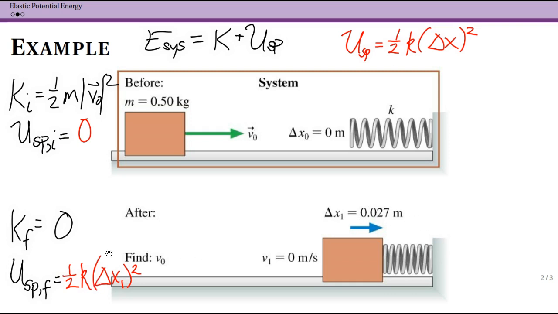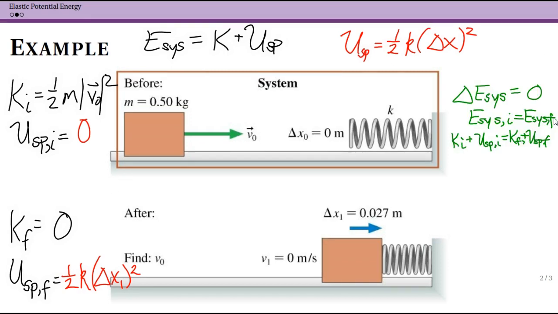So if our goal is to find the initial speed, we now use the fact that energy is conserved in this situation since there are no external forces. Because of the isolated system, we say the change in system energy is 0. Our initial system energy equals our final system energy. So we can say that our initial kinetic plus our initial spring potential energy equals our final kinetic plus our final spring potential energy. Now we plug in these values.